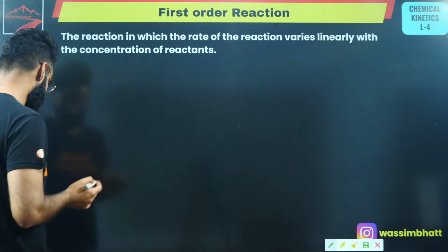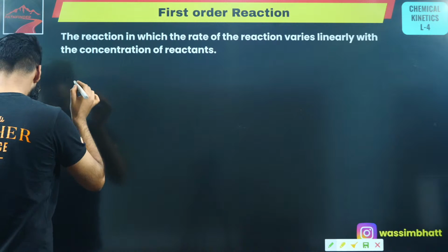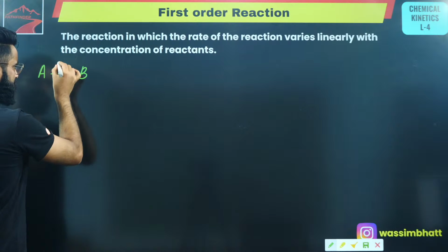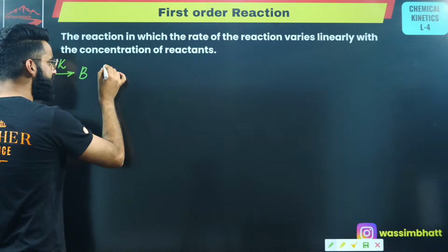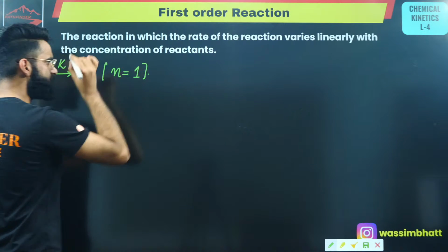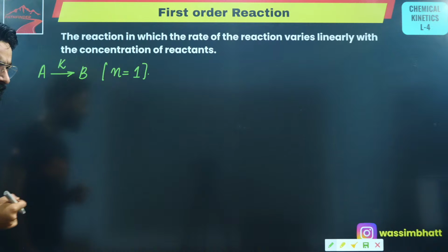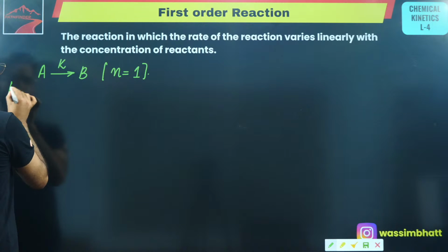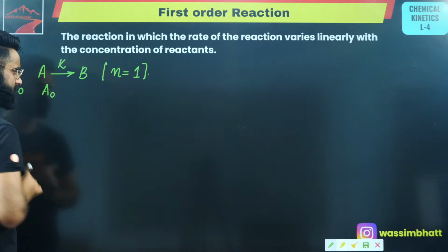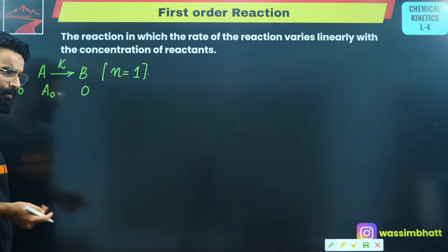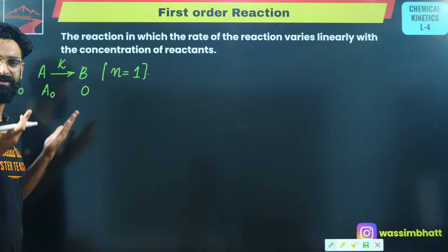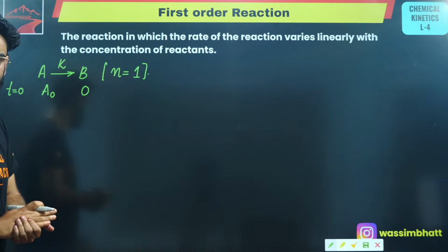For example, have a look. Let's say I'm taking a reaction A gives B. Let's say this is a balanced chemical equation whose rate constant is K. I'm assuming the order of reaction is 1. Now we will understand a few important things. At time t is equal to 0, when the reaction has not started, let's assume the concentration of reactant is A0. At the same time, the concentration of product will be 0 because the reaction has not started yet.